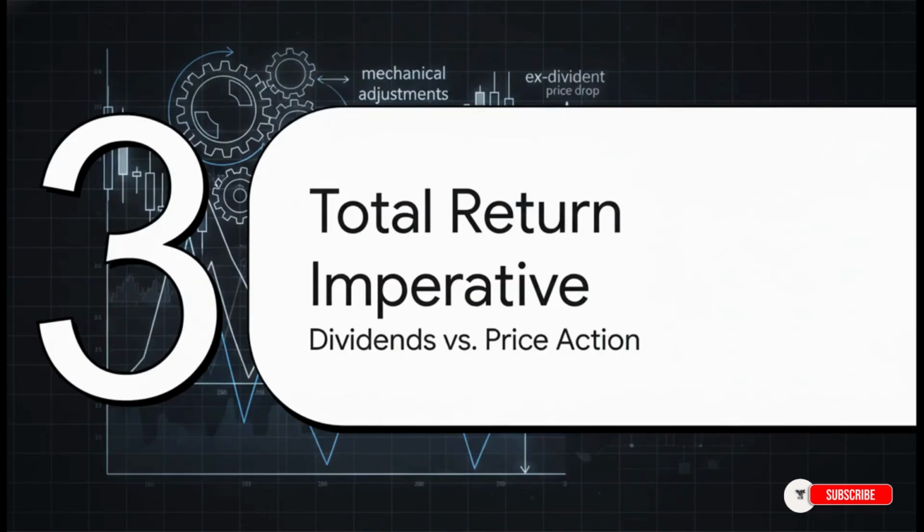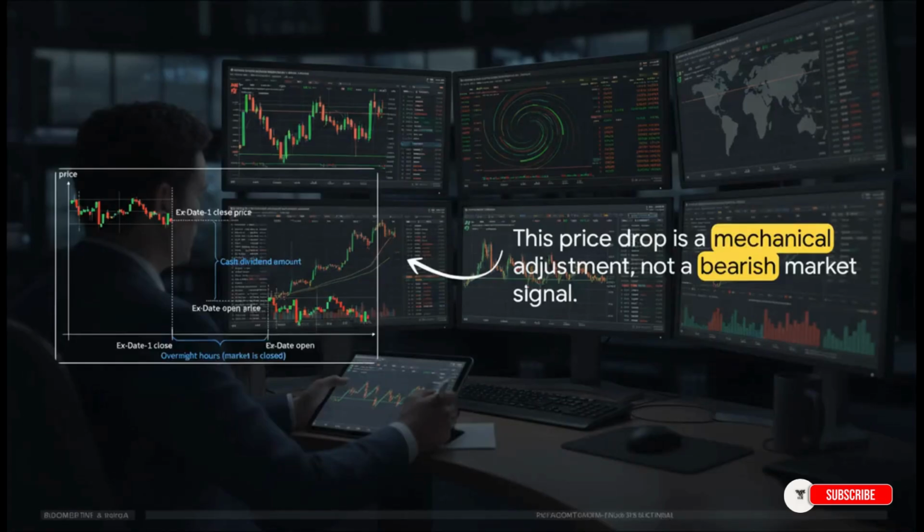Now, this idea of mechanical adjustments, it also applies when we talk about dividends. In fact, probably one of the most common mistakes in analysis is misreading the price drop on an ex-dividend date. Okay, so what's so interesting here is that you're looking at something that appears to be selling pressure, but it's not. On the morning of the ex-dividend date, the stock exchange itself automatically knocks the share price down by the exact dividend amount. Why? Well, because that cash isn't the company's anymore. It's been set aside for the shareholders. It's an accounting function, plain and simple. It is not a bearish market signal.